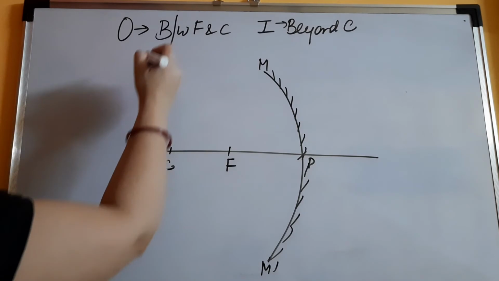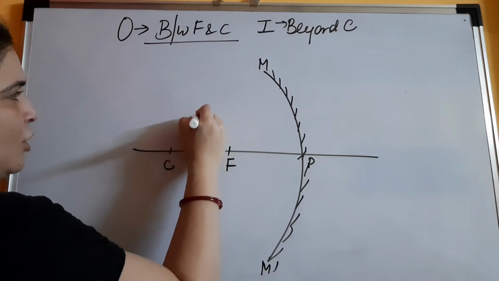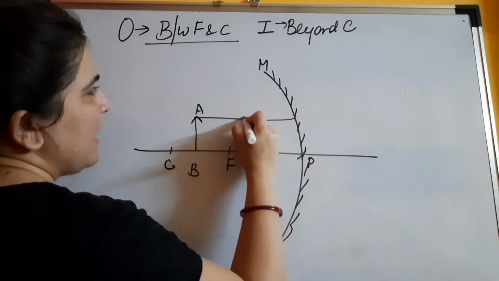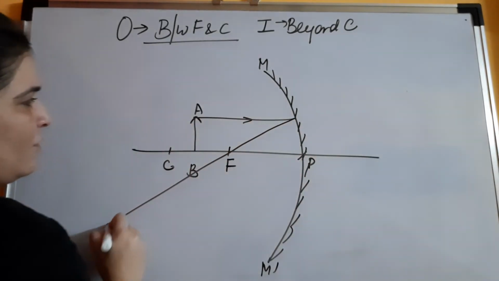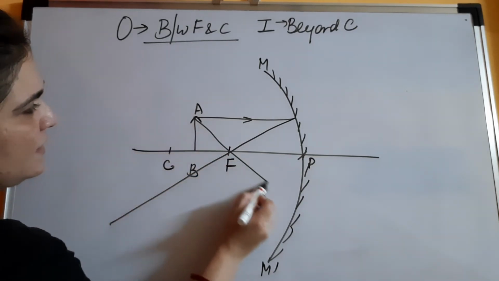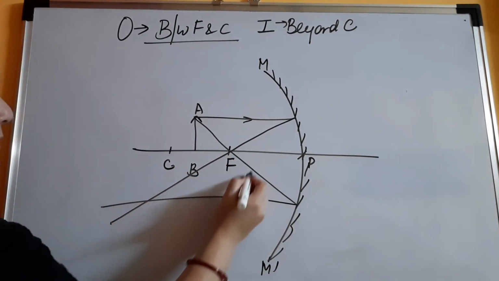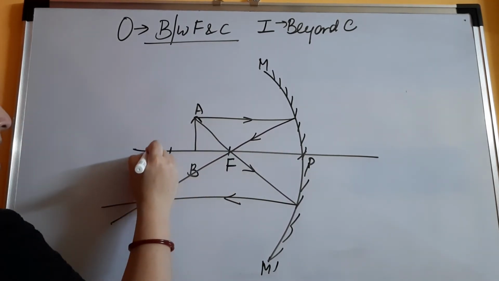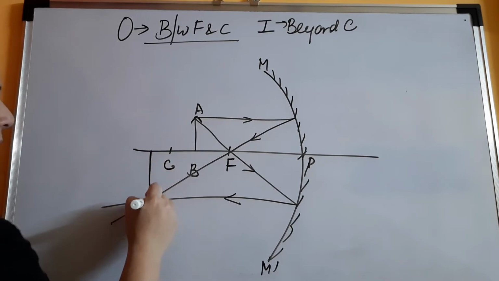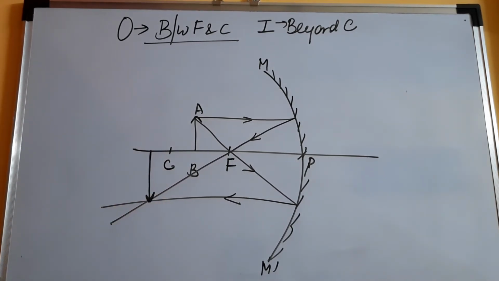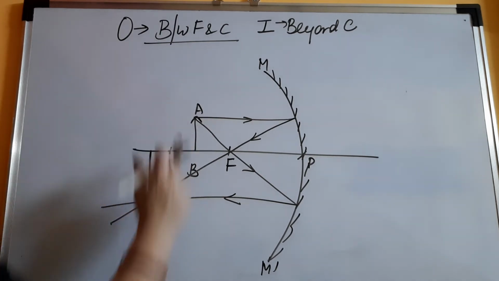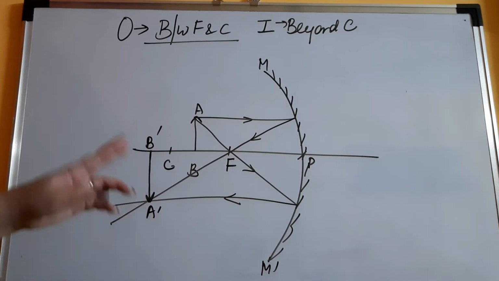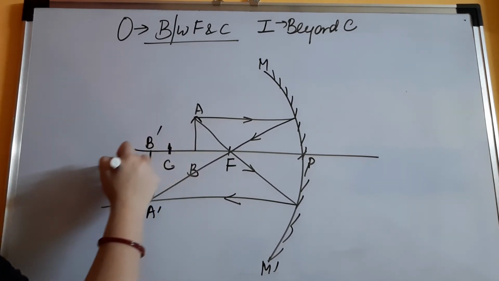Now what is the condition? We have to keep the object between F and C. Let's say we have kept the object here, name it as AB. Two rules, any two rules you can take. Parallel will pass through focus. Focus will move parallel. So making the arrows is the most important part. So here it is formed, and you can see that the image is enlarged as compared to the object. You can name it as A dash, B dash. So it is formed beyond C. This is C and it is formed beyond C.